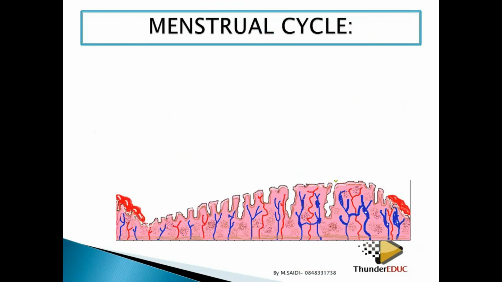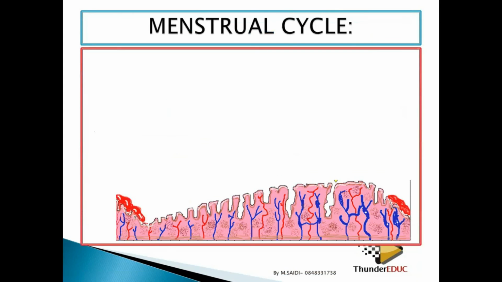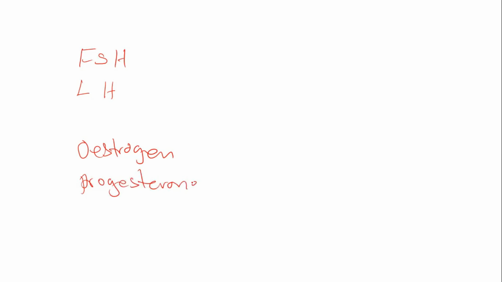The menstrual cycle. When you talk about the menstrual cycle, it is divided into 2: the uterine cycle and the ovarian cycle. When it comes to the menstrual cycle, this is what you need to know. Progesterone. You need to know that these two come from the brain. Which part of the brain? Hypophysis, or what is called the pituitary gland.